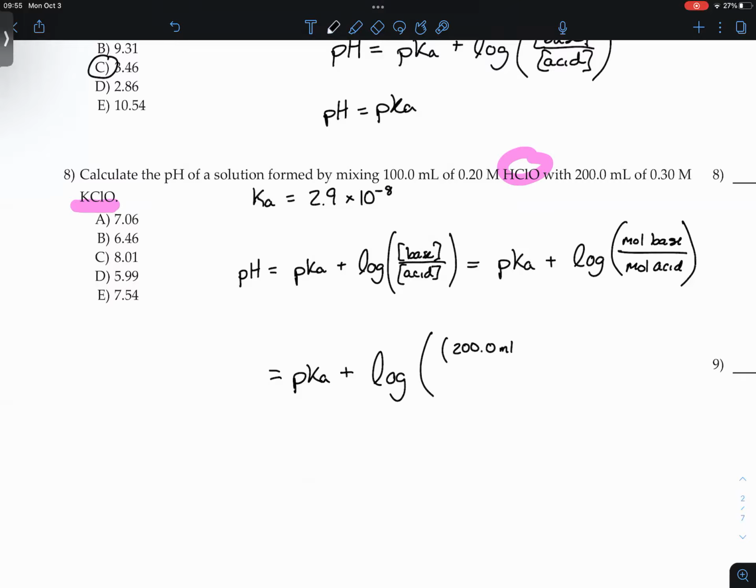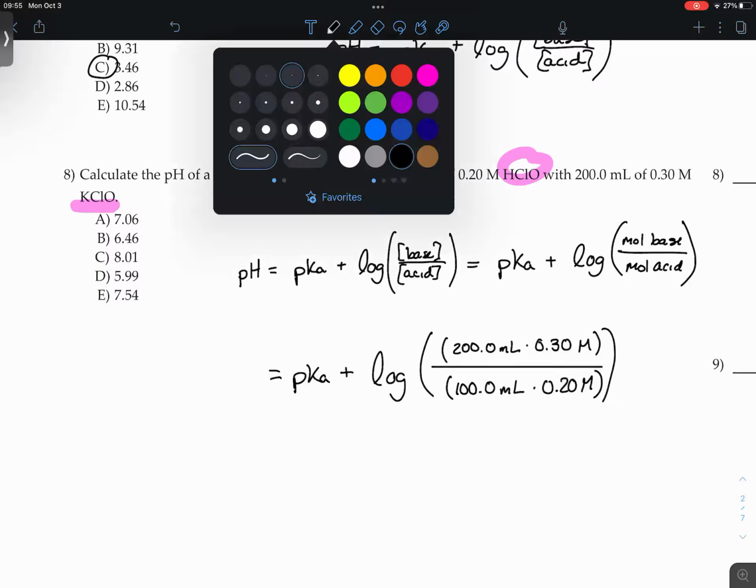200.0 milliliters times my 0.30 moles per liter. So that value would then be in millimoles. And now I'm going to take my 100 mLs, multiply that by the 0.20 molar. That would give me my acid in millimoles. So I can punch this into my calculator.